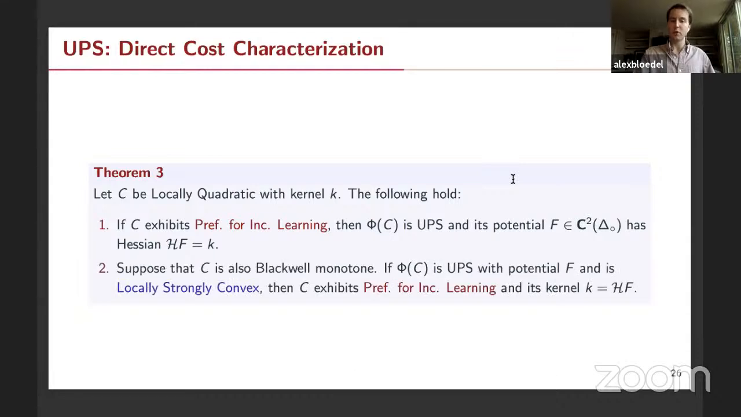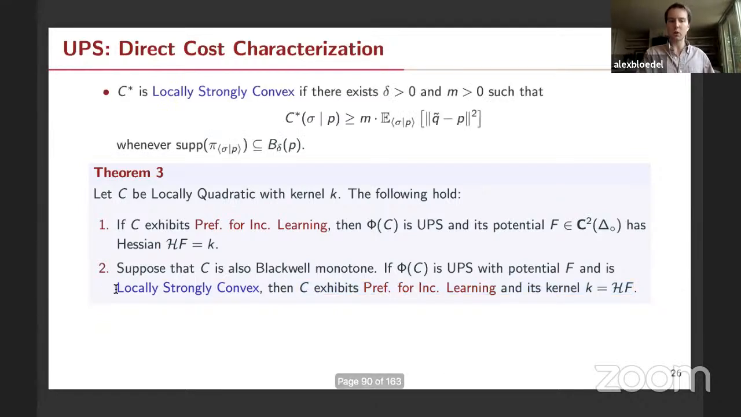Conversely, suppose in addition that the direct cost is Blackwell monotone. If the indirect cost is UPS with potential function f, and the indirect cost satisfies an additional condition that we call local strong convexity, then the underlying direct cost exhibits preference for incremental learning, and its kernel is given by the Hessian of the indirect cost's potential.